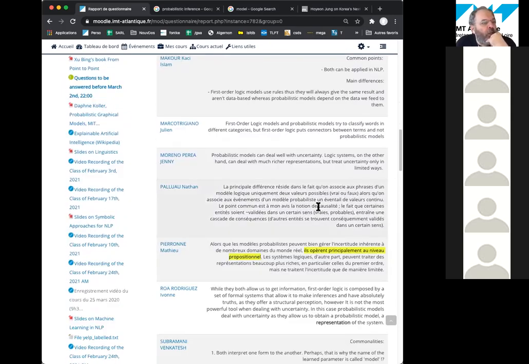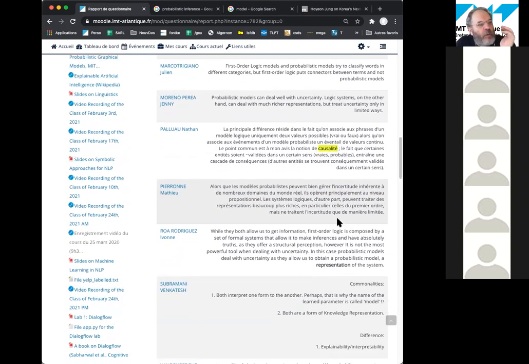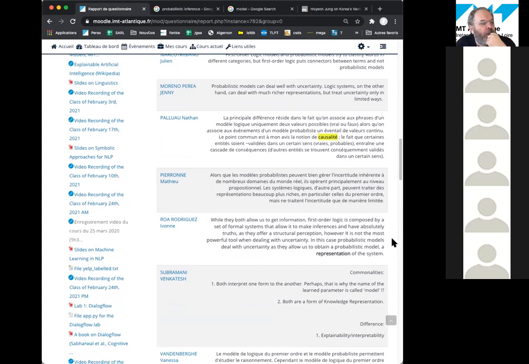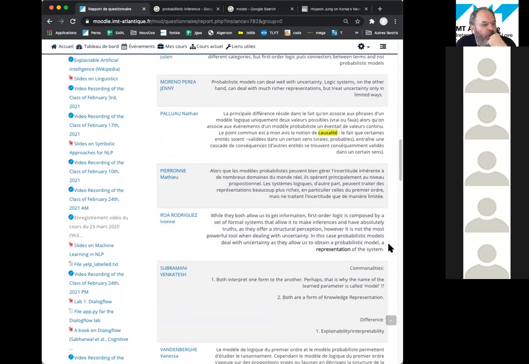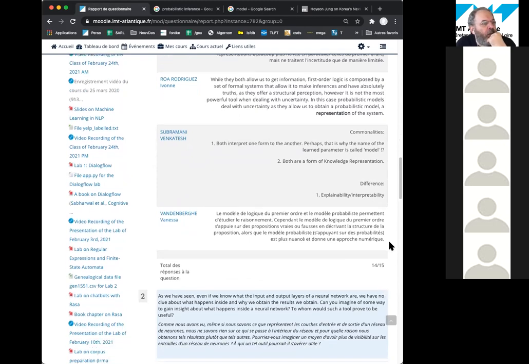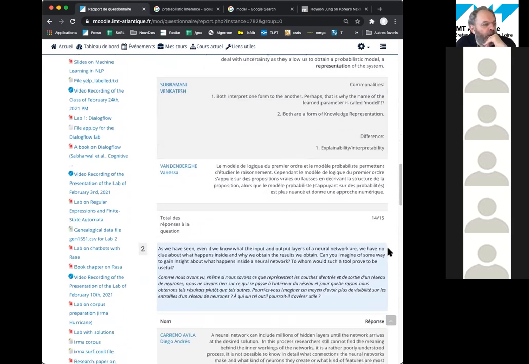And then Nathan speaks of causality. And you will see if you take a look at this book I put on Moodle, there is a whole chapter on causality. And causality is important, but correlation is the most common phenomenon. So in the real world, we don't have clear causality. And the thing we can study is correlation. And causality is often just an hypothesis. Okay, sorry for not going more into detail of your answers, but we are running out of time.